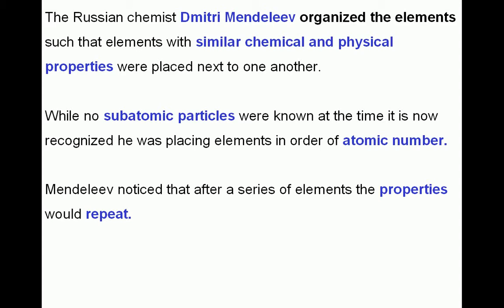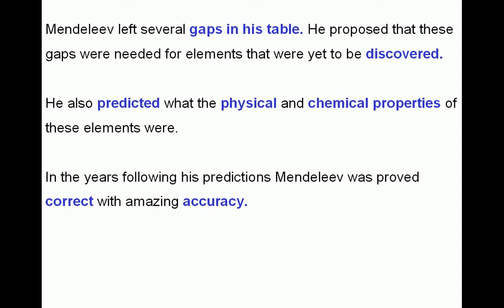Now, Mendeleev knew nothing of subatomic particles, but what we now recognize is that Mendeleev was arranging elements in order of atomic number. So Mendeleev was very wise, and he recognized that every now and then there would be a big gap in the properties of the elements, and he proposed that those gaps were where new elements would be discovered, and that they would fit into those gaps. And he also predicted what the properties of those elements would be.